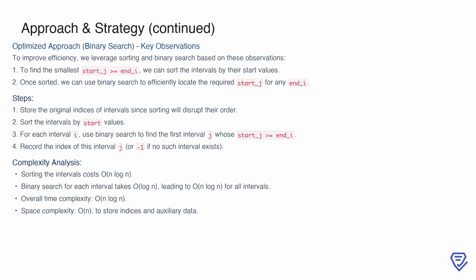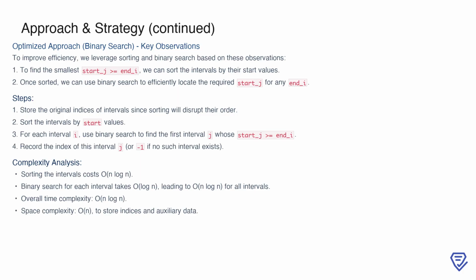Now, to improve the efficiency of our solution, we can utilize an optimized approach that combines sorting and binary search. The key observation is that, instead of iterating through all intervals for each input, we can sort the intervals by their start values. This allows us to efficiently locate the smallest start_j that satisfies the condition start_j >= end_i using binary search. Here's the step-by-step breakdown. First, we store the original indices of the intervals since sorting will disrupt their order.